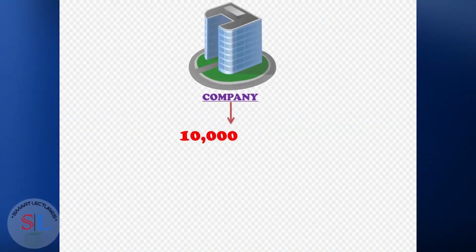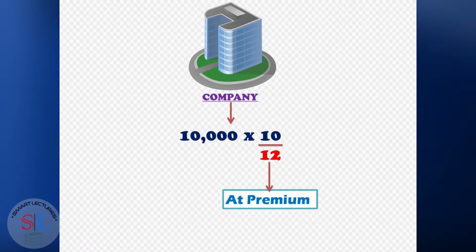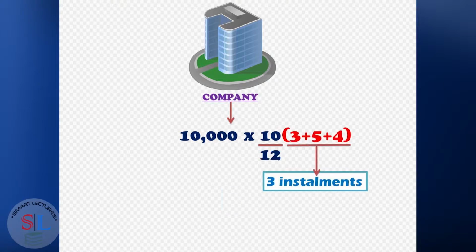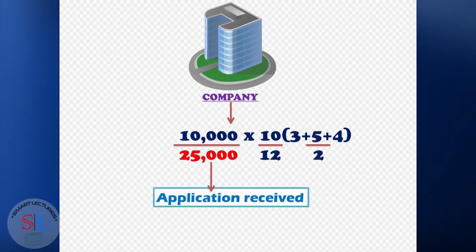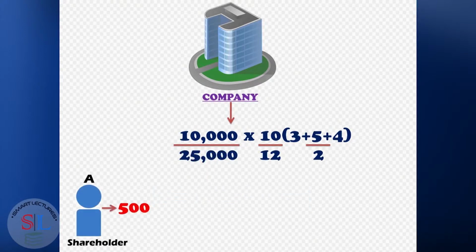10,000 shares were issued of rupees 10 at a premium of rupees 2, and the money was payable in 3 installments of 3 plus 5 plus 4, and the premium of rupees 2 was included in the allotment. The company received applications for 25,000 shares and no share was rejected. And one shareholder holding 500 shares couldn't pay allotment money and first call money, and his shares were forfeited.